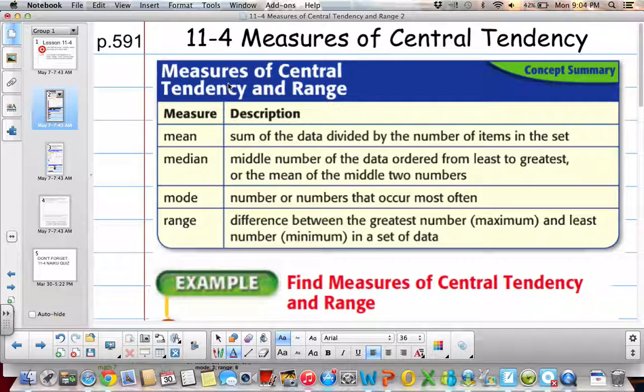The mean is the sum of the data divided by the number of items in the set. So you add them all together, divide by the number of numbers that there are. Median is the middle number of the data. And the mode is the number or numbers that occur the most. So I always remember mode is most. The range is the difference between the greatest number and the least number. So mean is like the average, median is middle, mode is most, and range is the difference from the high to the low.